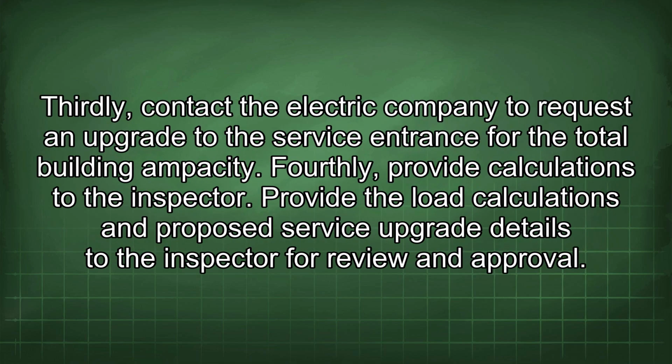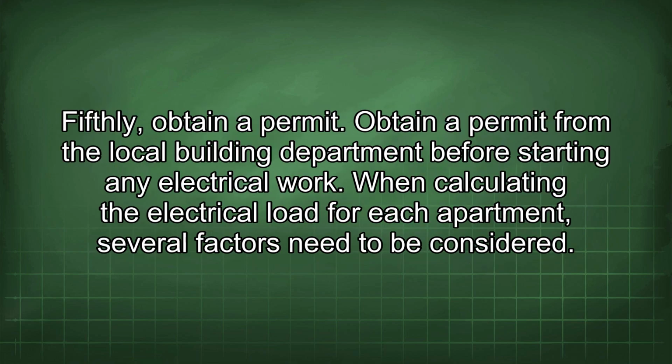Thirdly, contact the electric company to request an upgrade to the service entrance for the total building ampacity. Fourthly, provide calculations to the inspector. Provide the load calculations and proposed service upgrade details to the inspector for review and approval. Fifthly, obtain a permit. Obtain a permit from the local building department before starting any electrical work.